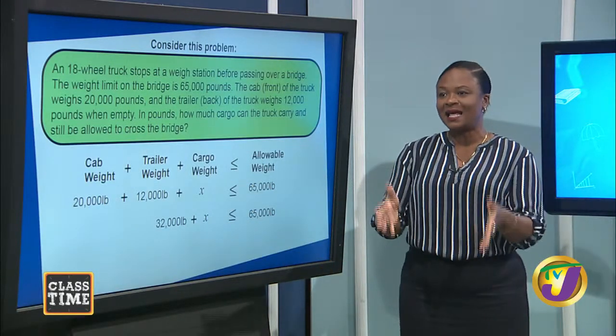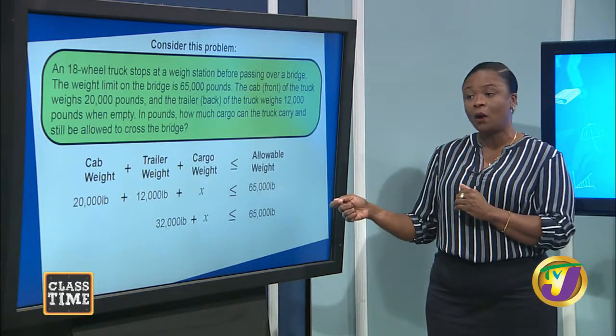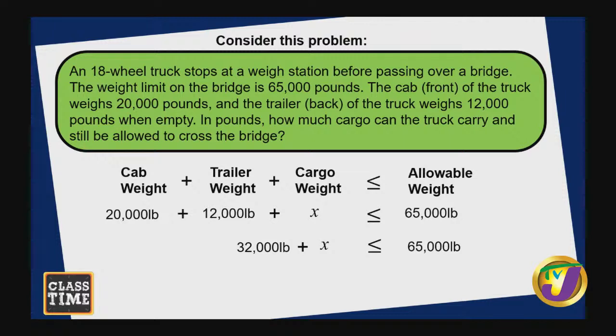We see that 32,000 pounds added to X must be less than or equal to 65,000 pounds. So it means that the entire thing, the truck, the front, the cargo, everything, could be exactly 65,000 pounds. But it can also be less. But not more, because it would not be allowed to go across the bridge.